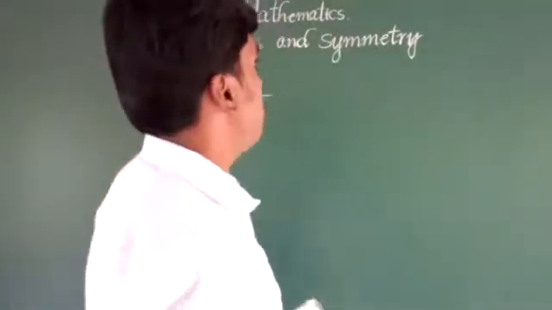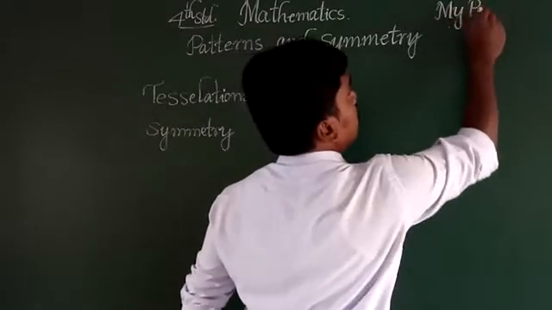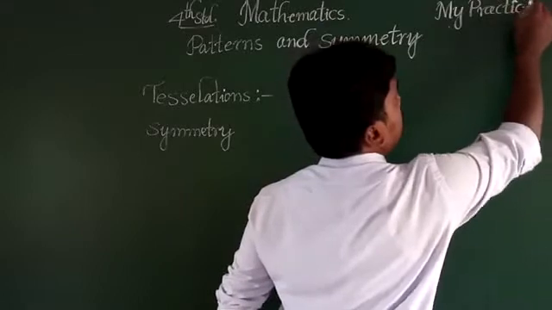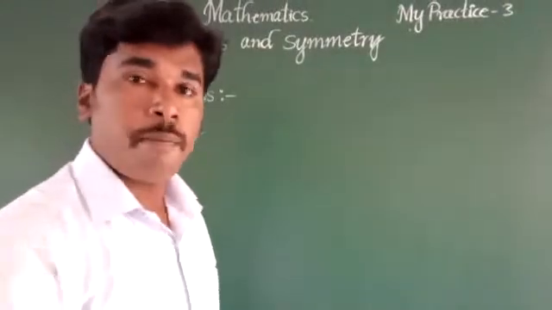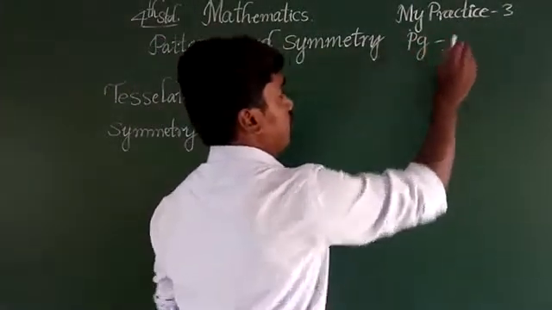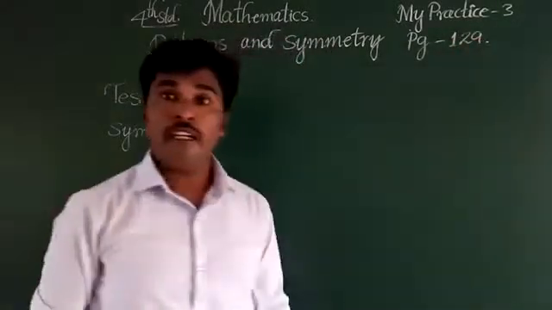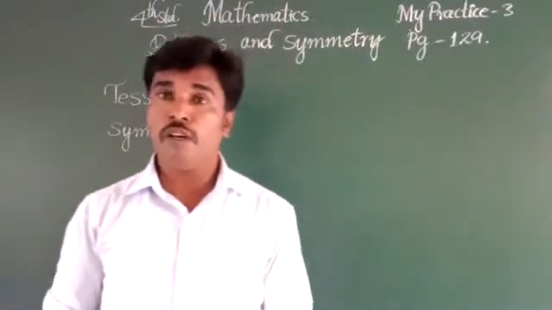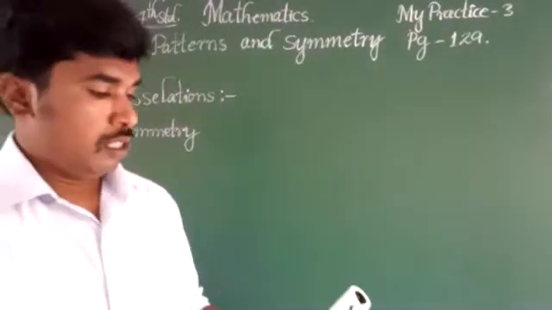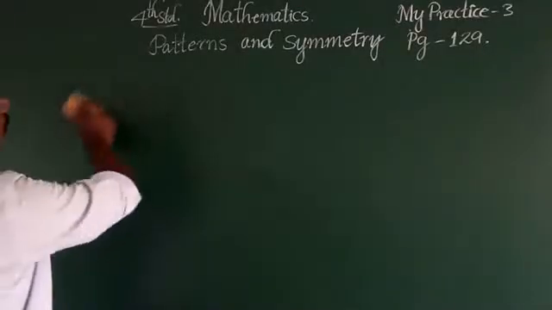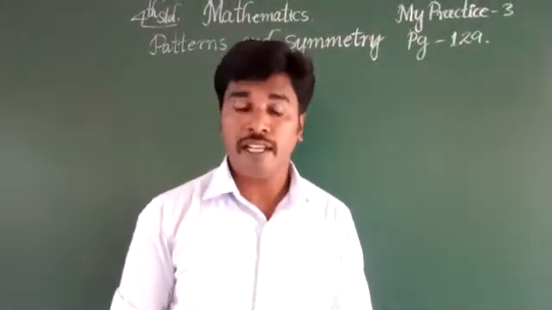Here is my exercise part, my practice time 3. It is on page number 129. Before that, please complete my practice time 2 also, because it is based on tessellations. There you just color the given tessellations using different colors.